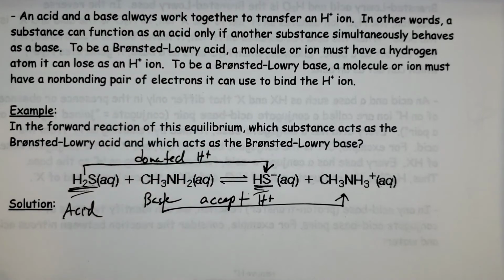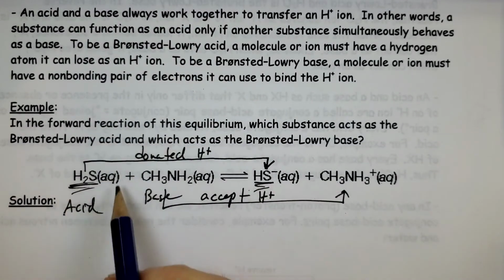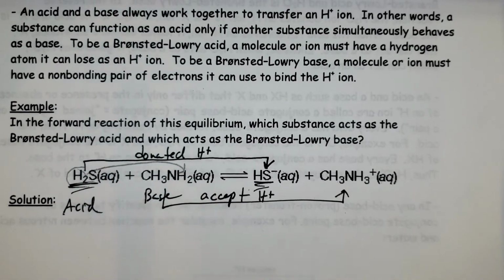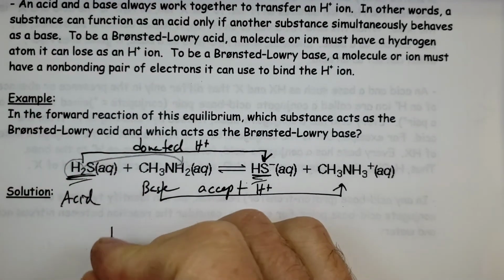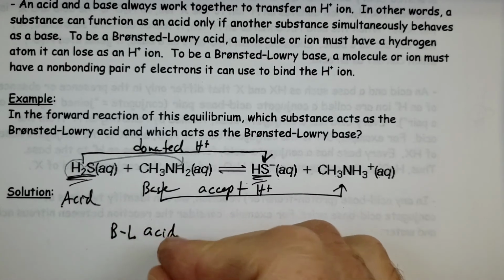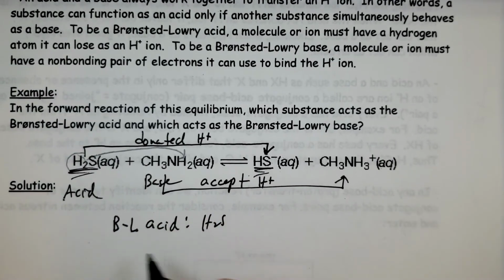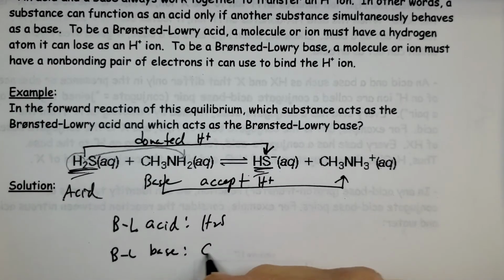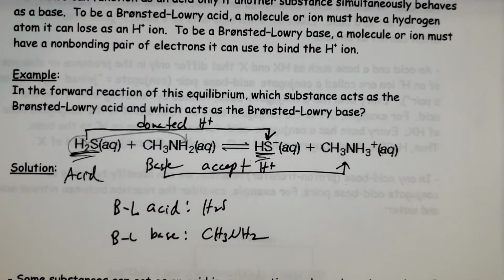And for all this to happen, in reality, one of these H's goes from here to here. So if we look at what I like to call the BL acid, or the Bronsted-Lowry acid, it is H2S. And then the Bronsted-Lowry base is the CH3NH2. Okay, so that's how that works.